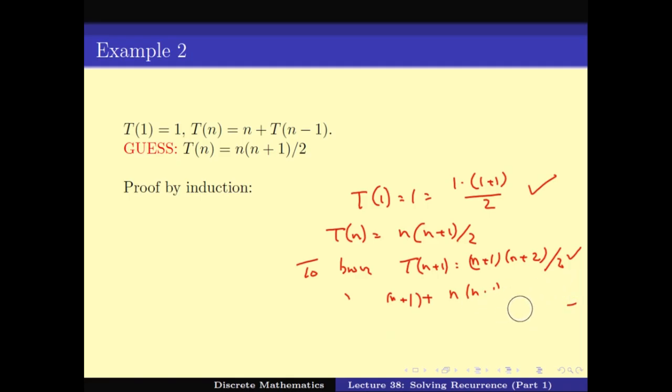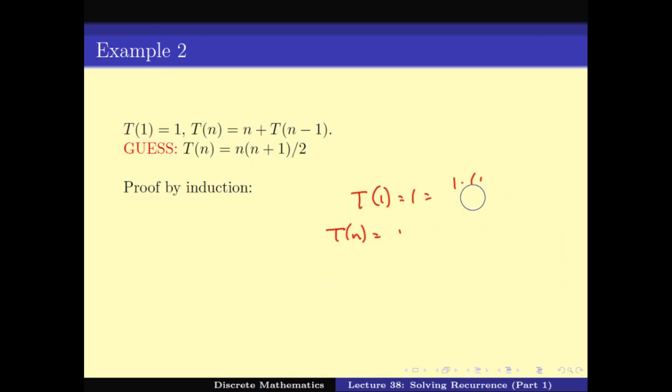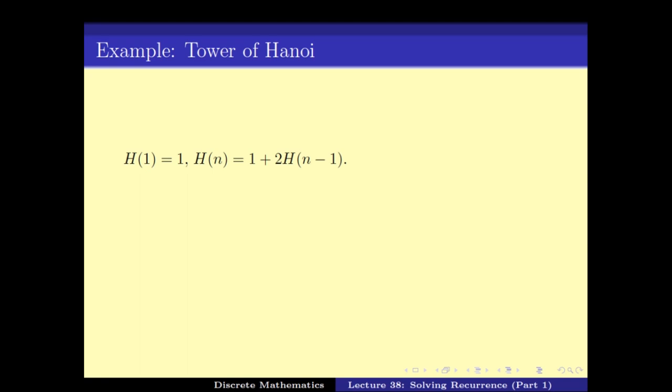So let us see one more example. What can be the various guesses? So this is the Tower of Hanoi problem, right? So H1 equals 1 and Hn equals 1 plus Hn minus 1. Again, we first have to guess it. Now what is the guess here? So the guess is Hn equals 2 power n minus 1. And again we have to prove this one by induction.